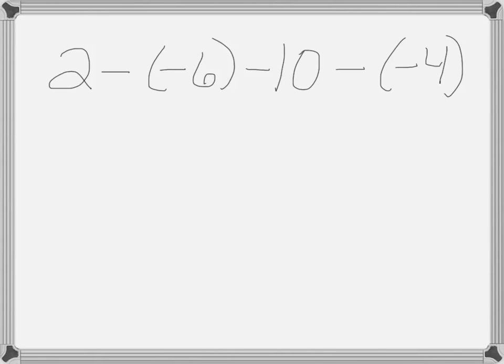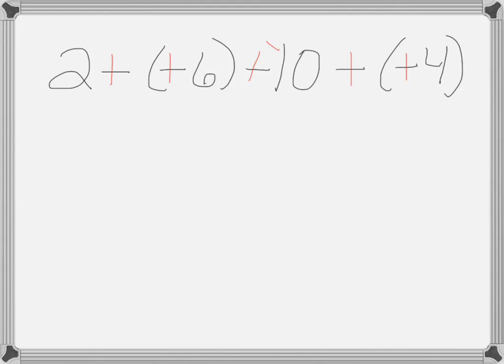Here we have several subtractions. We'll apply add the opposite to all of them. 2 minus a negative 6. Add the opposite. Change the subtraction to addition. Change the negative 6 to positive. Then we have subtract 10. Change the subtraction to addition. Change the positive 10 to negative. Subtract negative 4. Add the opposite. Change subtraction to addition. Change the negative 4 to positive.